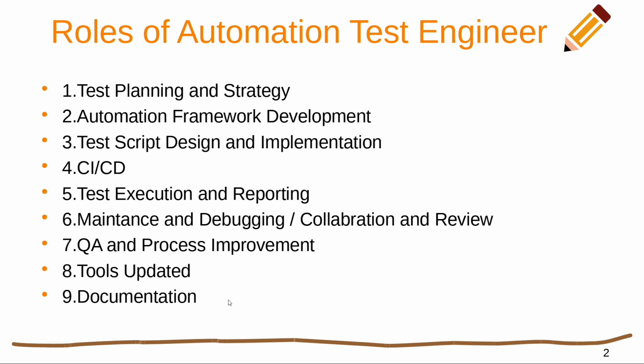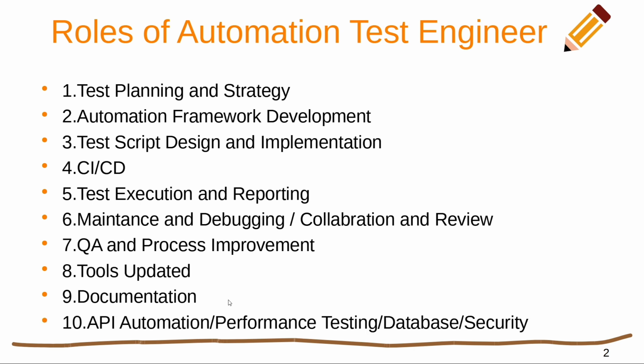Also, as a bonus, we need to understand API. If API automation is there in your project, then Postman and REST Assured, these tools you need to understand. Then performance testing like JMeter and k6, these are for performance testing. Database validation with SQL queries as well, and security testing basics are needed. So these are some key roles and responsibilities of an automation test engineer.